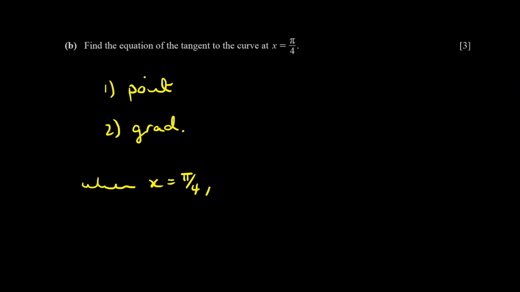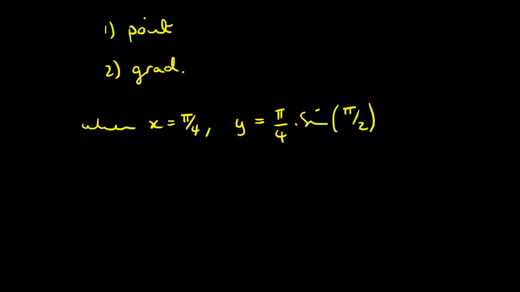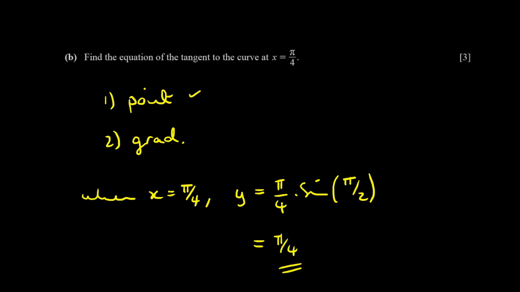So y will be equal to pi by 4 times sine of 2 times pi by 4, which is pi by 2. And sine pi by 2 is 1, because remember we're dealing with radians, and 1 times pi by 4 is pi by 4. So the point we're interested in is the point pi by 4, comma pi by 4. Now we want to find the gradient, and we do that by substituting our x coordinate into dy dx.